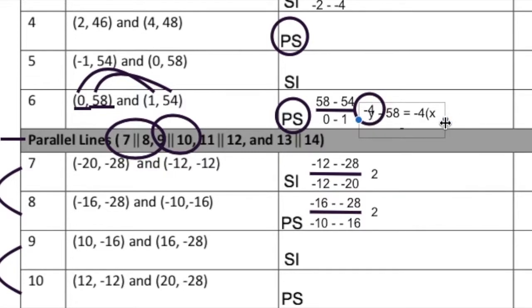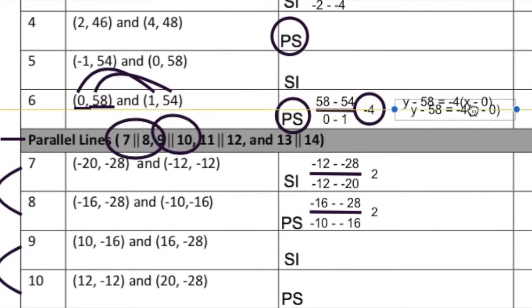Okay, so there could technically be 2 different answers for these depending on which point you use. So I'm going to copy and paste that, and we're going to write the other one. I could use this point and say y minus 54 equals negative 4, and then x minus 1. Okay, let's try that with number 8.